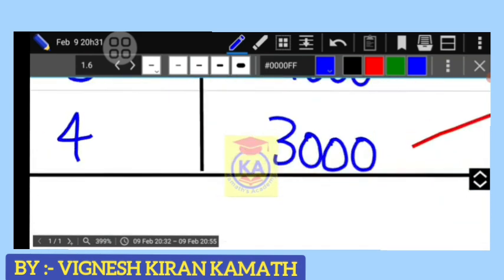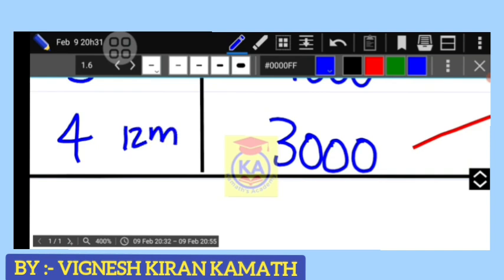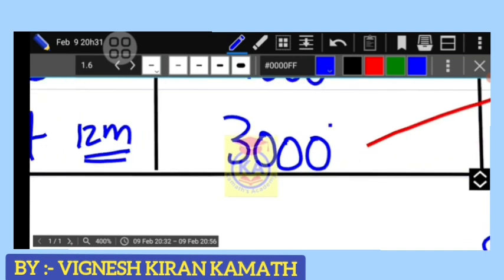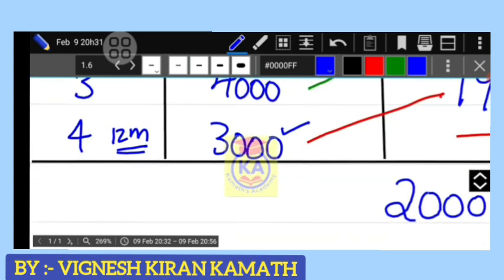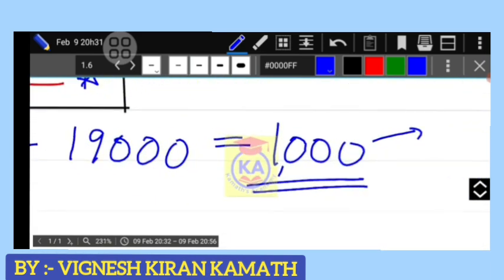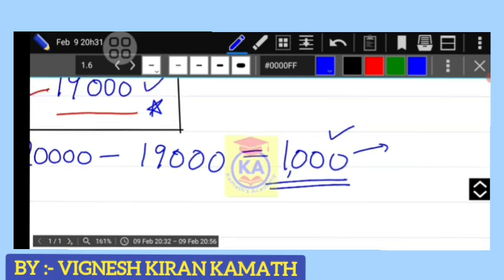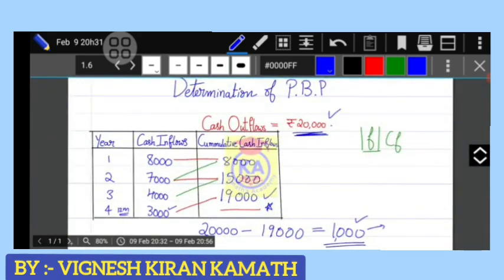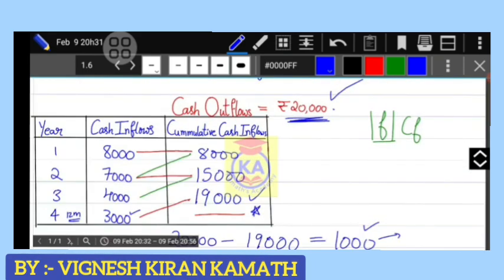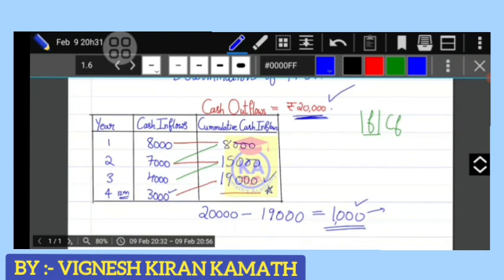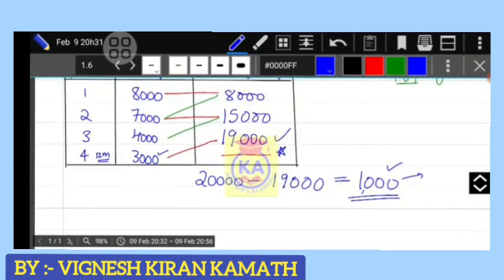Here fourth year means 12 months, right? You have to consider it as 1 year. 1 year how much? 12 months. For 12 months we are getting 3,000 cash inflow, but actually we want 1,000, right? We have to ensure that both the values match, how much is invested and how much we are getting back.